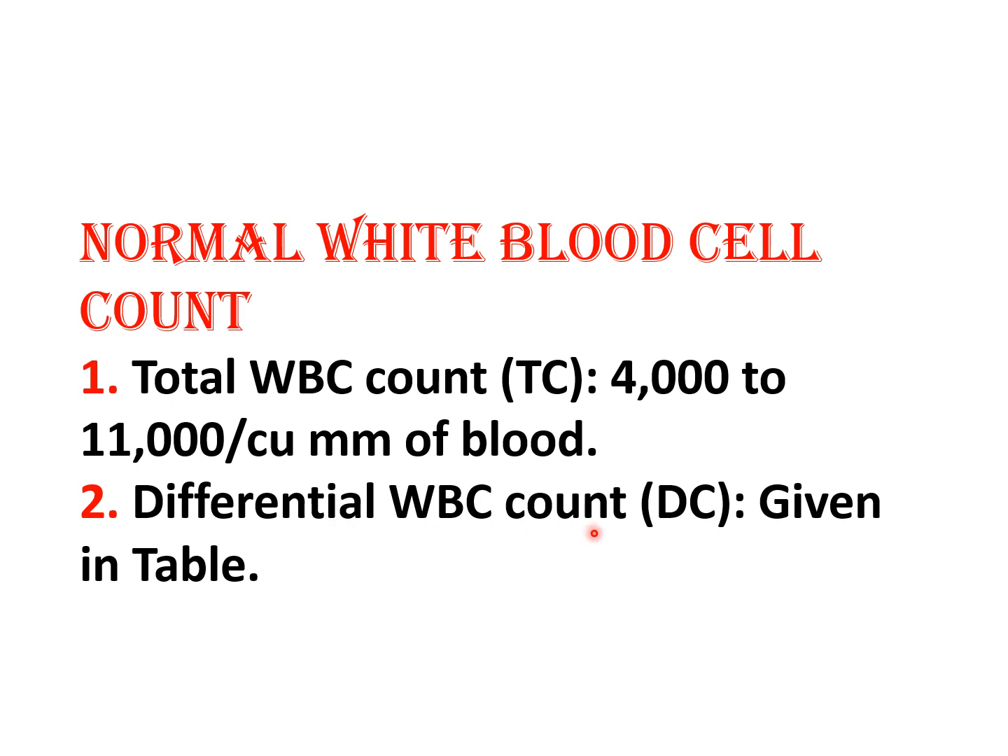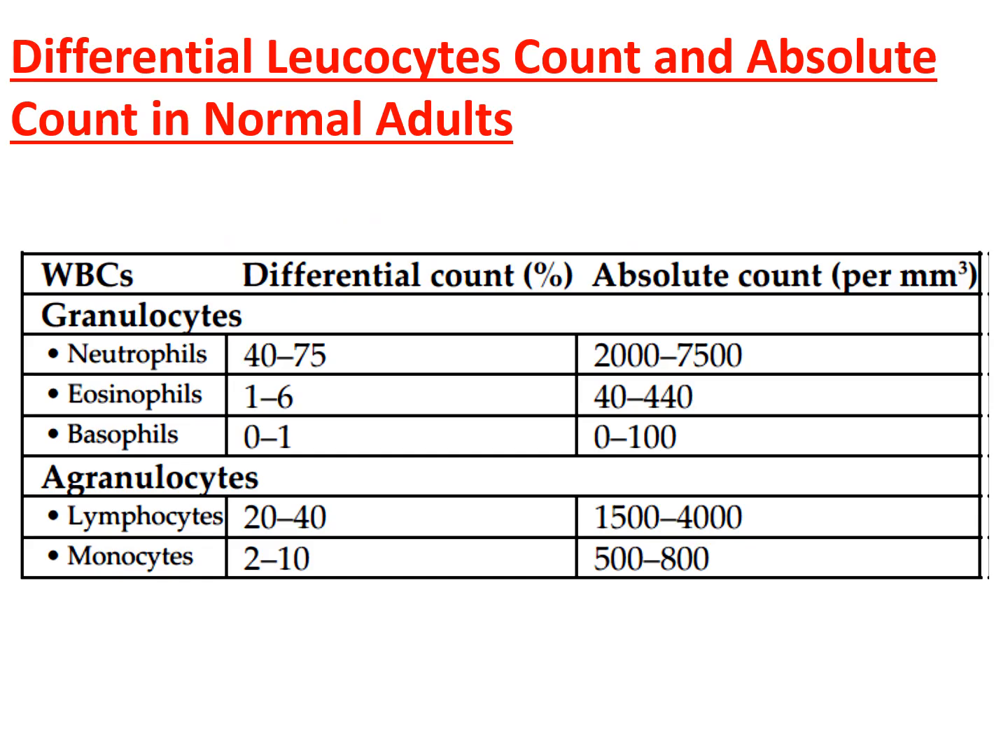Then differential WBC count. Among granulocytes, there is the neutrophil, with a differential count of about 40 to 75% and an absolute neutrophil count of about 2000 to 7,500 per mm cube. The differential count of the eosinophil is about 1 to 6%, and the absolute eosinophil count is about 40 to 440 per mm cube.